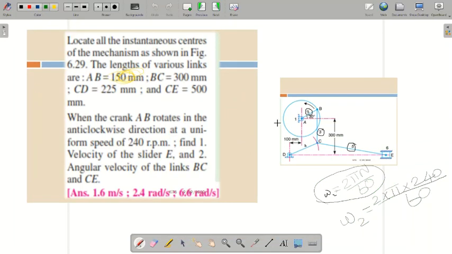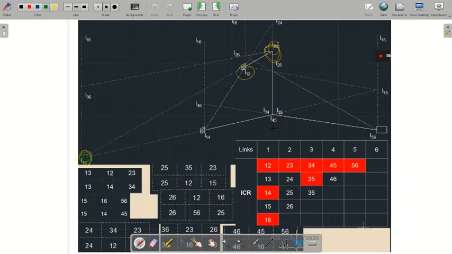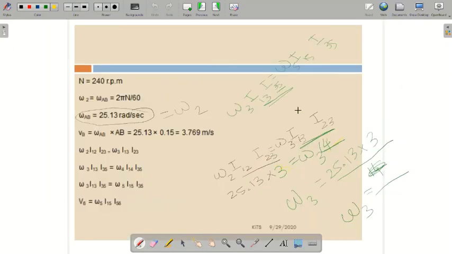I13 and 35. Where is I13 and 35? This is 13. Where is 35? This is 35. Measure the distance and write it here.